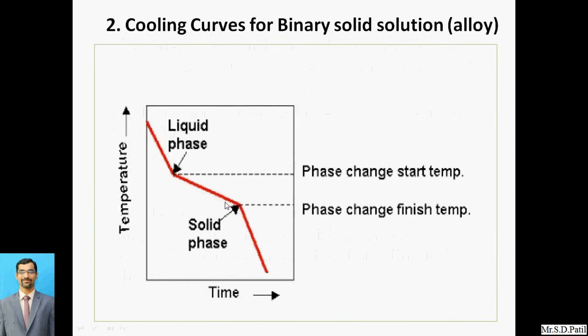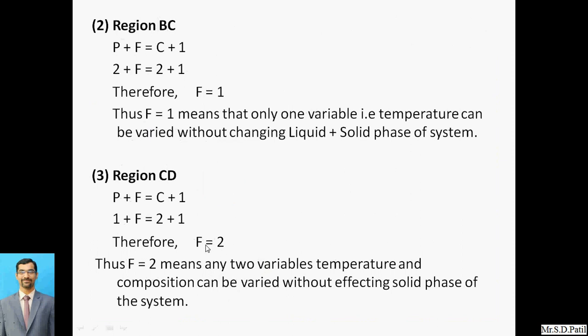Only the temperature is varying, and after this F will again be 2, because once it is converted into the solid state, the two variables, temperature and composition, will be there. For the region CD, again only the solid state is there, so P is equal to 1. C is equal to 2, therefore F is equal to 2, and F equal to 2 means any two variables, temperature and composition, can be varied without affecting the solid phase of the system.